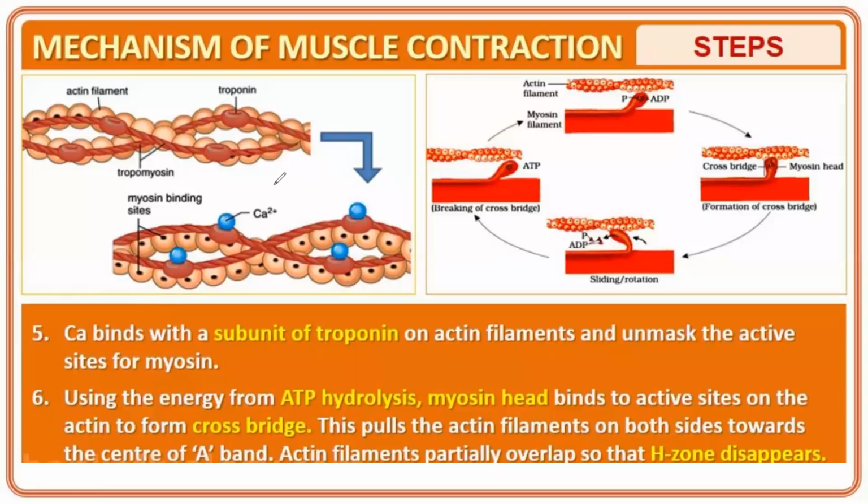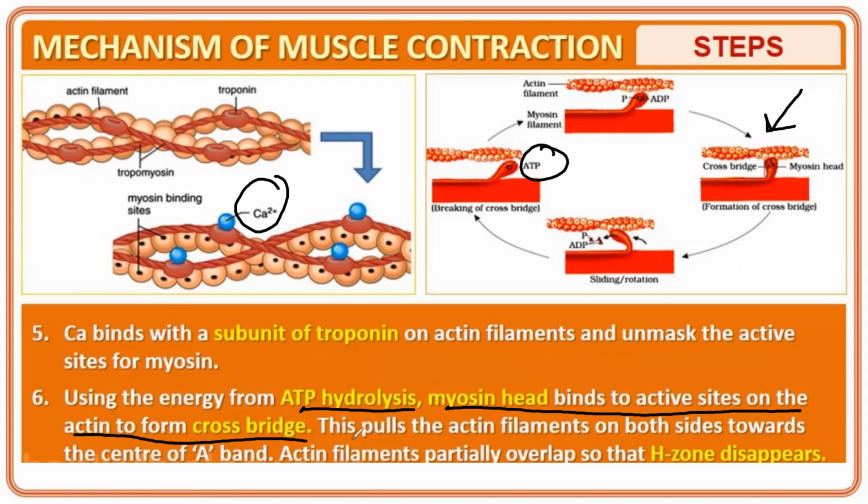Here you can see that calcium is binding to the troponin. Now that will unmask the active sites for myosin to bind with actin. Using the energy of ATP hydrolysis, the myosin head will bind to the active site on actin to form a cross bridge. You can see over here the cross bridge is formed.